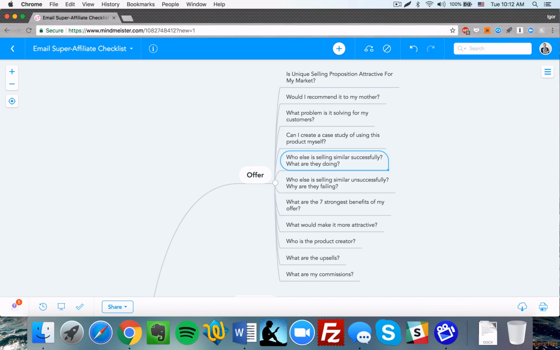Who else is selling similar successfully, and what are they doing? Now, I don't really know or care what market you're in. If you're selling a program that converts, it means that there's other programs just like it that convert as well. In other words, it is rare for you to sell something that was never done before. Most of the time, you will be offering products and services that are similar to other products and services currently on sale in the marketplace. And if that's the case, find the best sellers out there and see how they are selling it successfully.